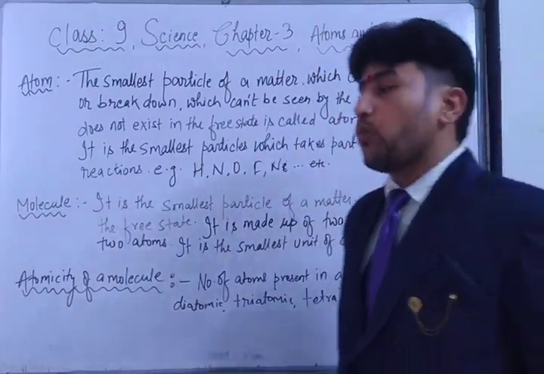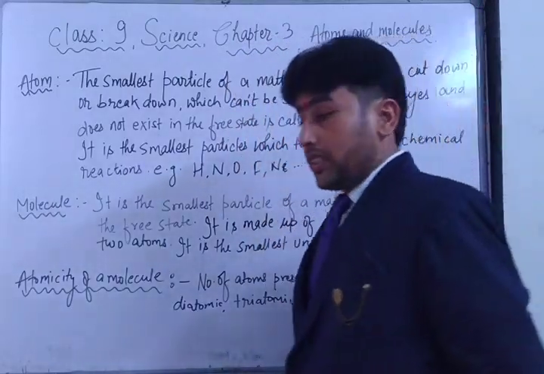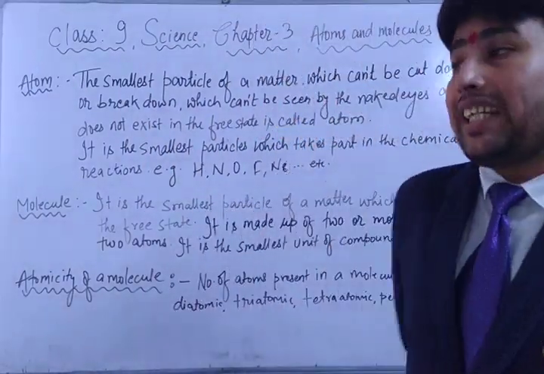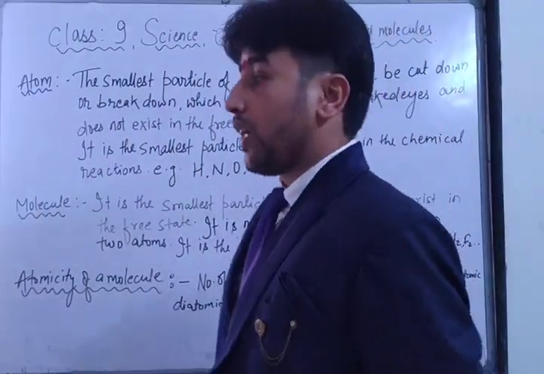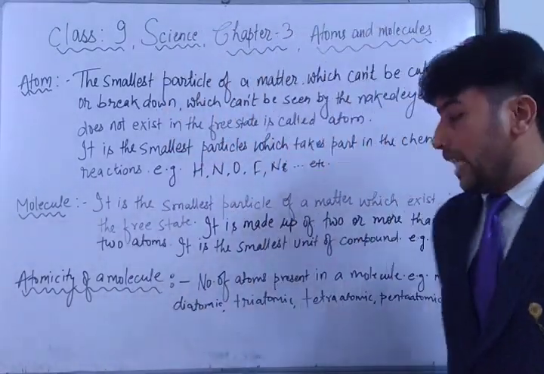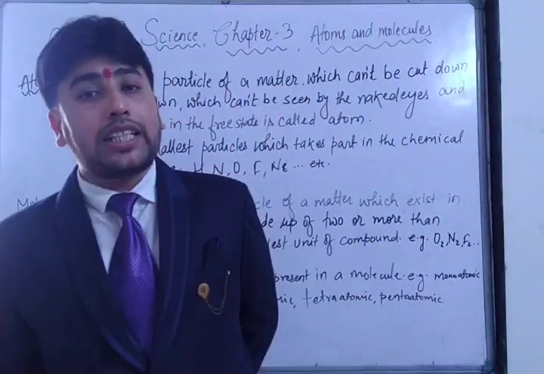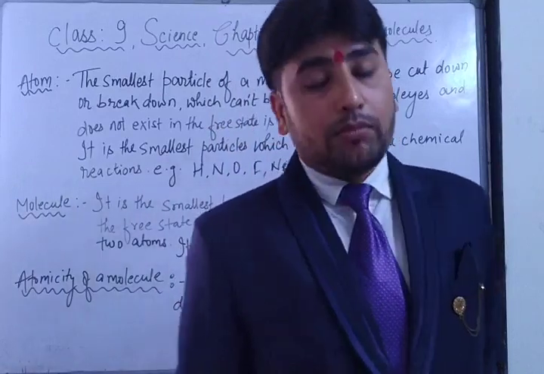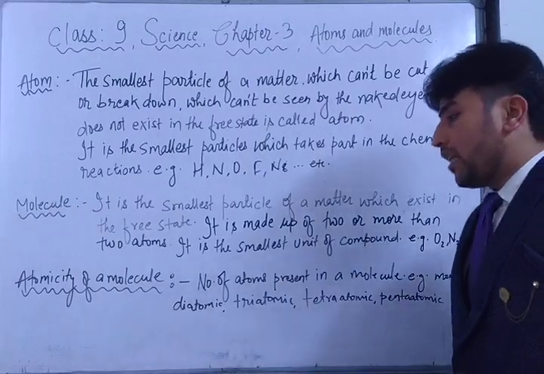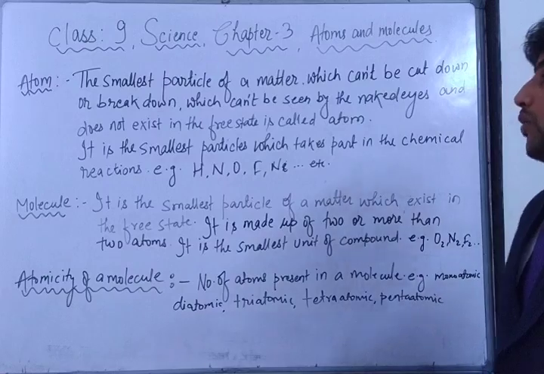Oxygen is diatomic, water is triatomic, carbon dioxide is triatomic, ozone is triatomic, meaning the total number of atoms is 3. Pentatomic, P5, phosphorus 5. Phosphorus exists in the P5 form. So remember, dear student, if you have to calculate the atomicity of any molecule, the number of atoms present in that molecule is its atomicity. So these were a few concepts about the atom, molecule and atomicity of a molecule. If you want to note this down, you can, otherwise you can take a screenshot.